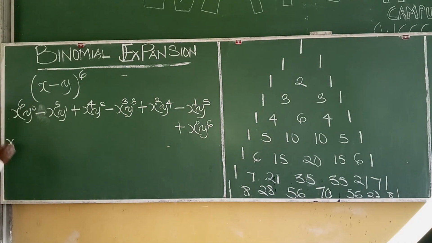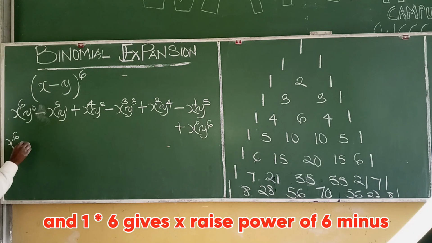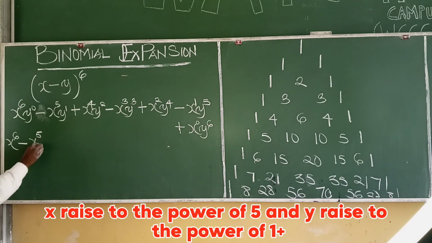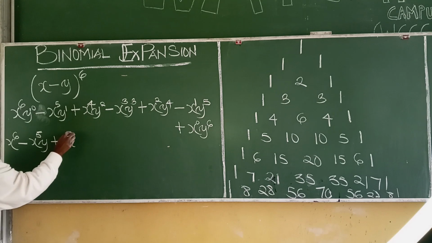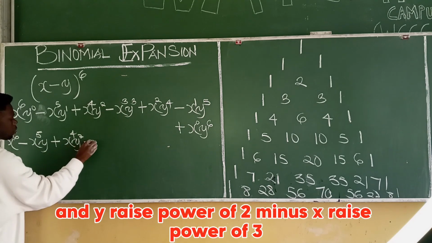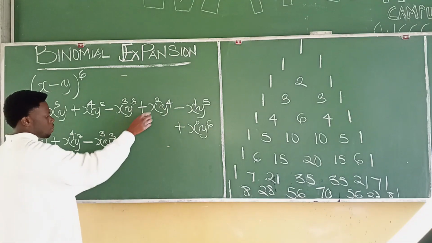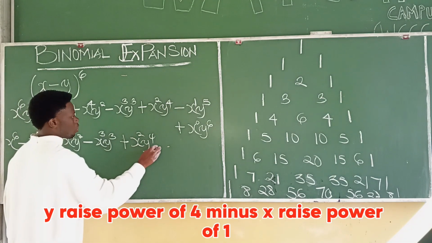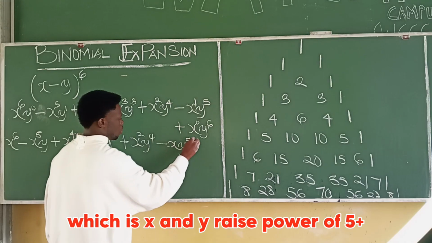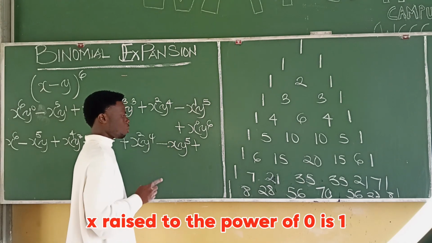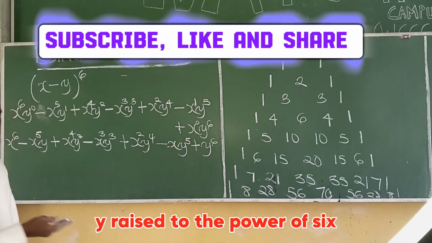And we have x raised to the power of 6, y raised to the power of 0 is 1, and 1 times this gives x raised to the power of 6 minus x raised to the power of 5 and y raised to the power of 1 plus x raised to the power of 4 and y raised to the power of 2 minus x raised to the power of 3, y raised to the power of 3 plus x raised to the power of 2, y raised to the power of 4 minus x raised to the power of 1, which is x, and y raised to the power of 5 plus, at this point, x raised to the power of 0 is 1, and 1 times this gives y raised to the power of 6.